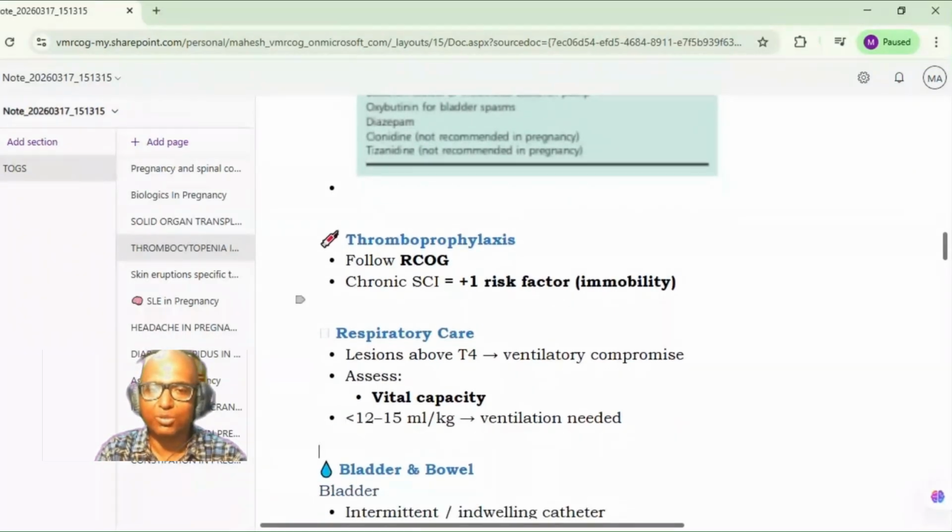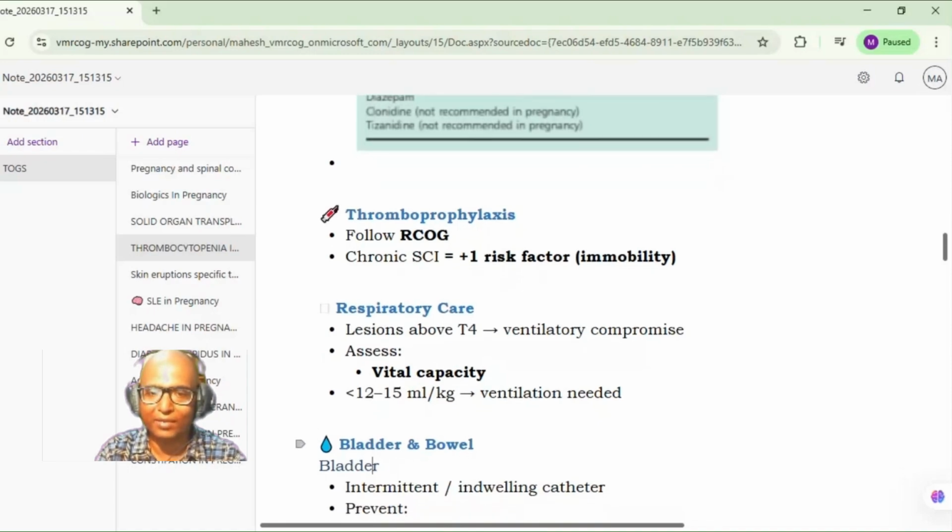Thromboprophylaxis, we will follow the RCOG guideline, and chronic spinal cord injury will be considered as a +1 additional risk factor. Then respiratory care, lesion above the level of T4, ventilator compromise assessment is required. Assess vital capacity. If it is less than 12 to 15 ml per kg, ventilation will be required.